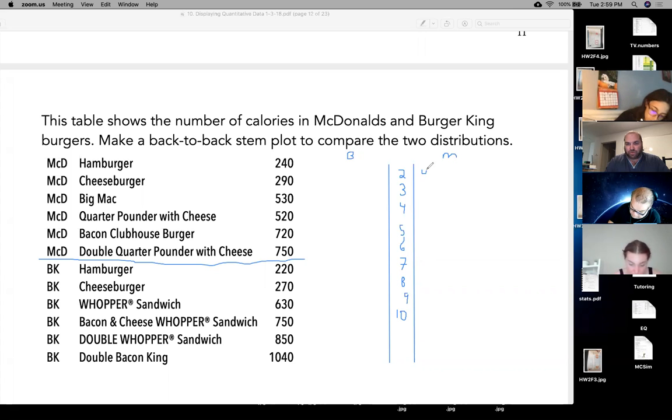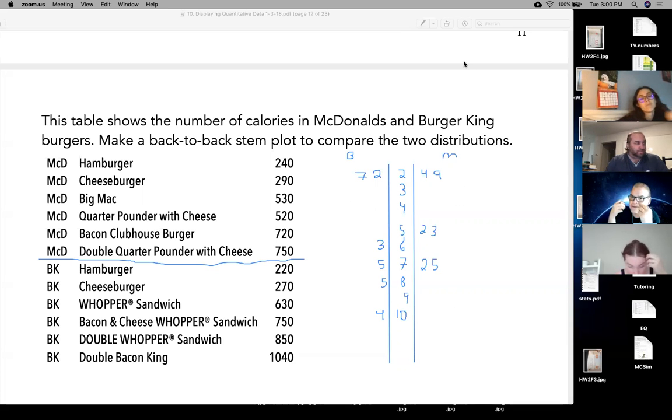So McDonald's has a 24, a 29, a 52, a 53, a 72, and a 75, where I'm not writing the last zero, but it's implied. So 240, 240, 290, 290, and so on. Burger King has a 220, a 270, a 630, a 750, an 850, and a 1040. Does that make sense? Yeah.